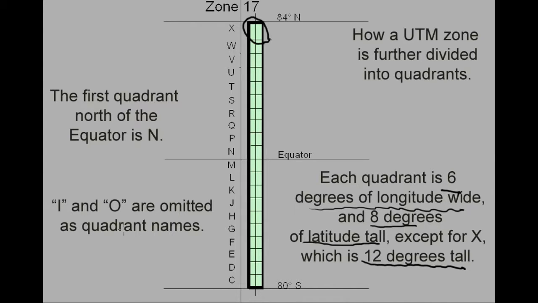And you'll notice that the letters I and O are omitted, presumably because they're too close to 1 and 0. Something that's helpful to remember is that just north of the equator is quadrant N. So quadrant N stands for north, north of the equator. Quadrant N is the first quadrant north of the equator.